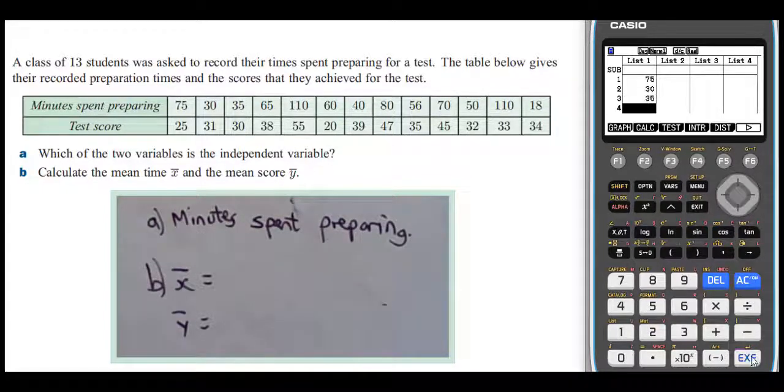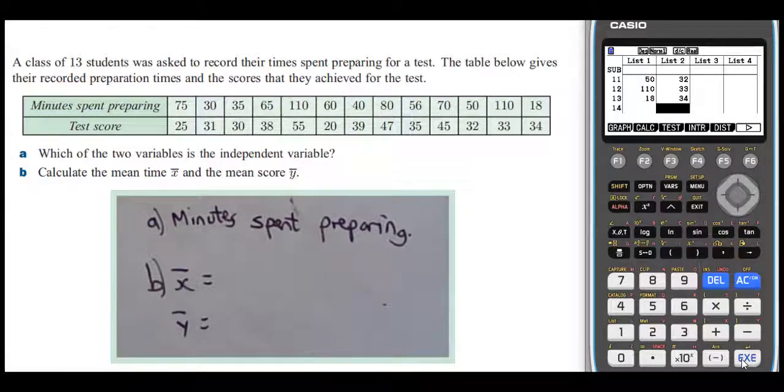35, 65, and so on. And then we'll do the same for list 2. I'll finish that in a minute. I won't bore you with all of it. List 2 is going to be all the Y values, so that would be 25 for the first one, 31, 30 and 38, and 38, and so on. Okay, in the last couple of values you're going to have 110, 18, and in the Y you're going to have 30 and 30, 33 and 34.